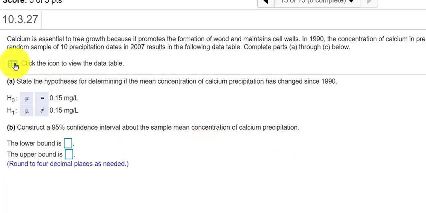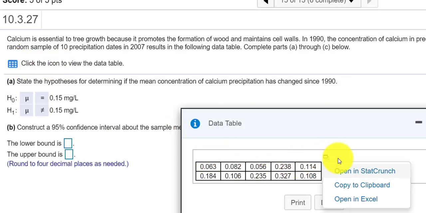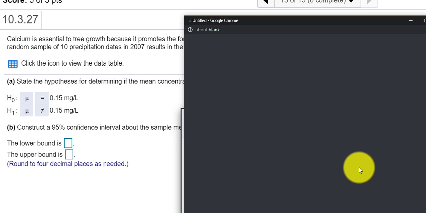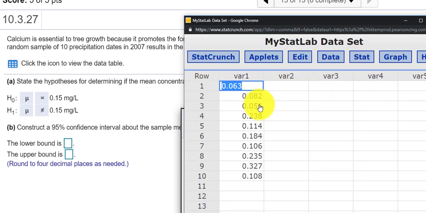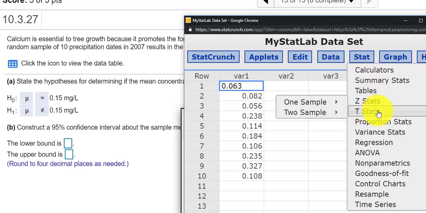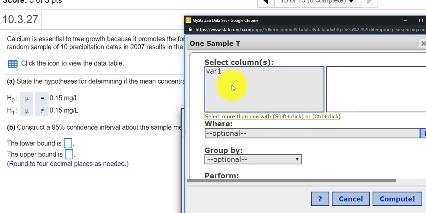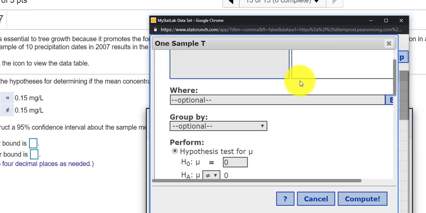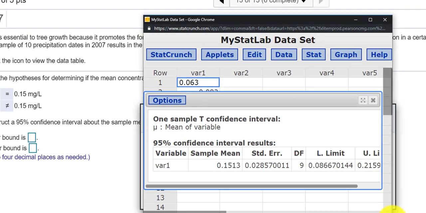To construct the confidence interval, we can click on the table to get our data and open this data up in StatCrunch, right? And then we can do Stat. Here's my data. T Stats, right? One sample with data, because all of my data is stored in that column var1. And we want to check the confidence interval button. It's a 95% level of confidence. I make sure this is 95 or 0.95. Compute. And look at that.